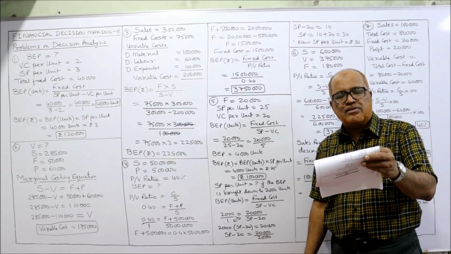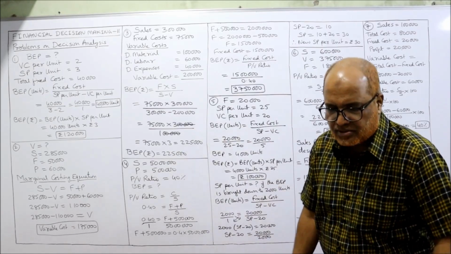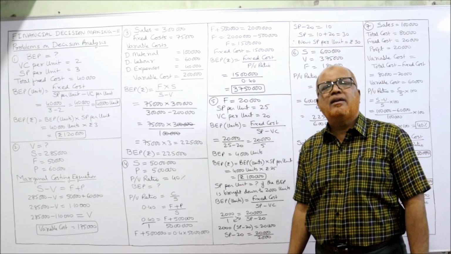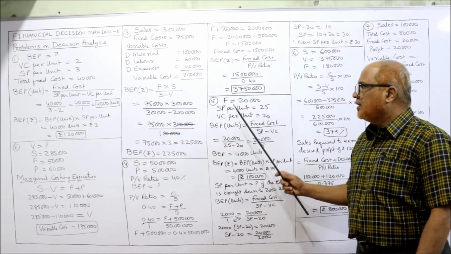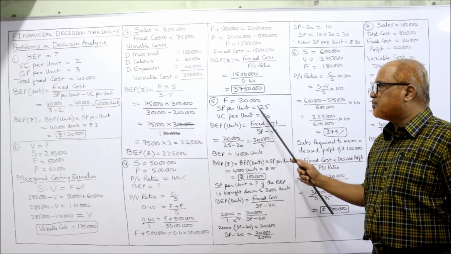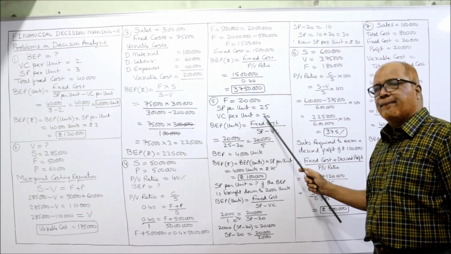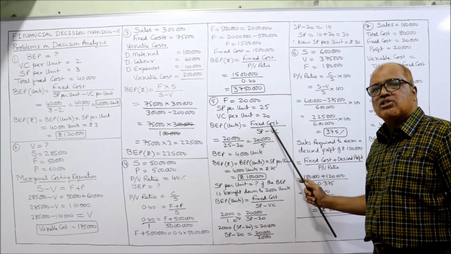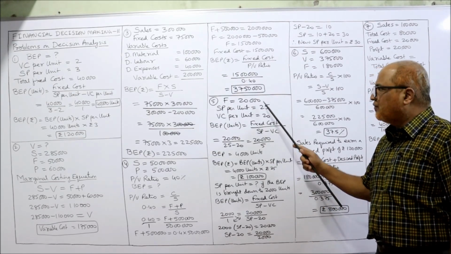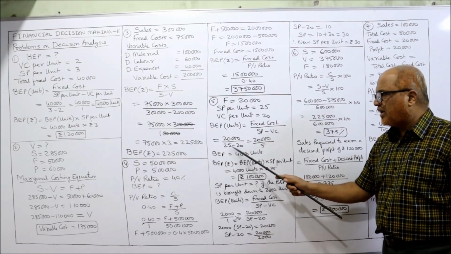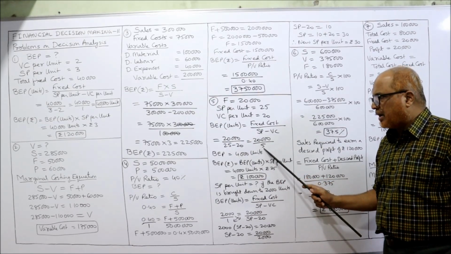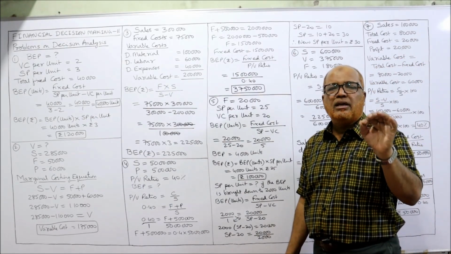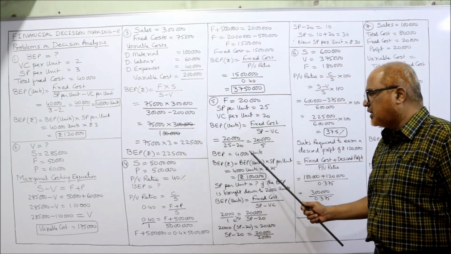Selling price is 25 rupees and variable cost is 20 rupees. So here per unit information is given. So we can calculate BEP in units, right? So here fixed cost 20,000, selling price per unit 25, variable cost per unit 20. This is the information given. BEP in units, formula: fixed cost by SP minus VC. So fixed cost 20,000, SP 25, VC 20. So 20,000 by 5, you will get 4,000 units. So we got BEP is equal to 4,000 units.